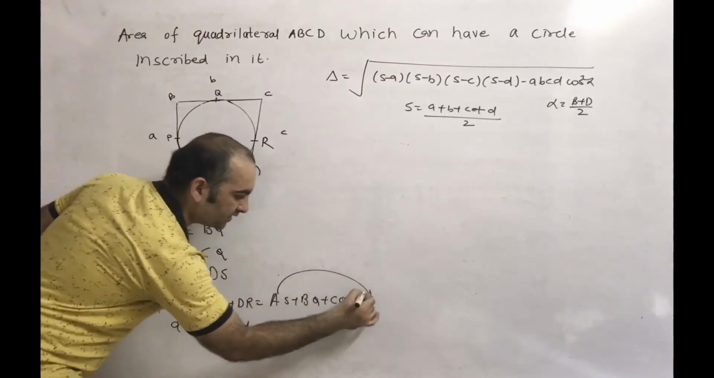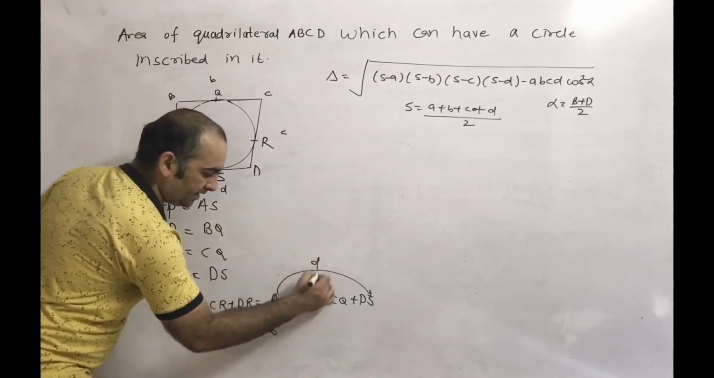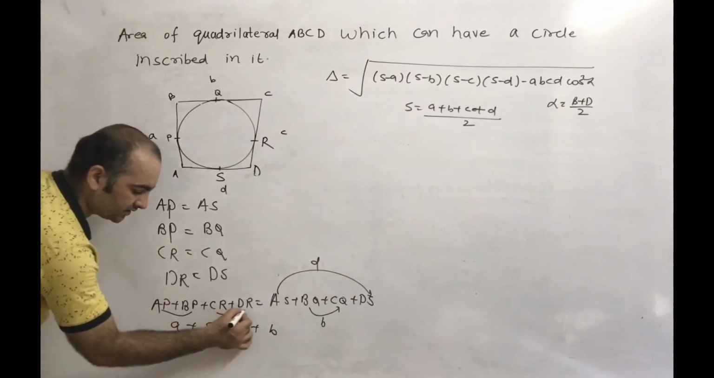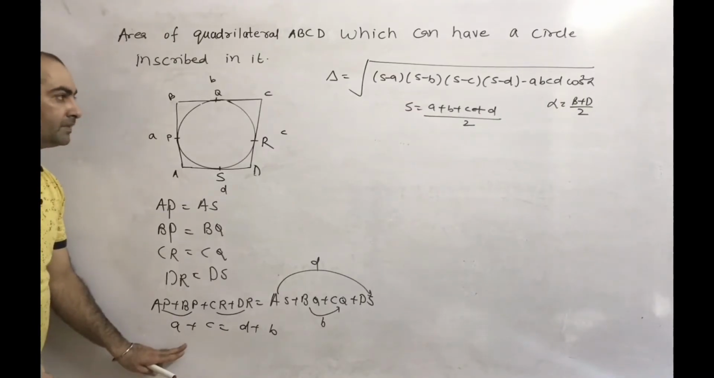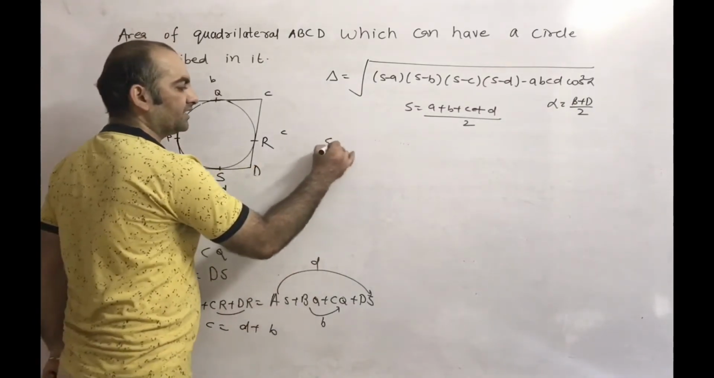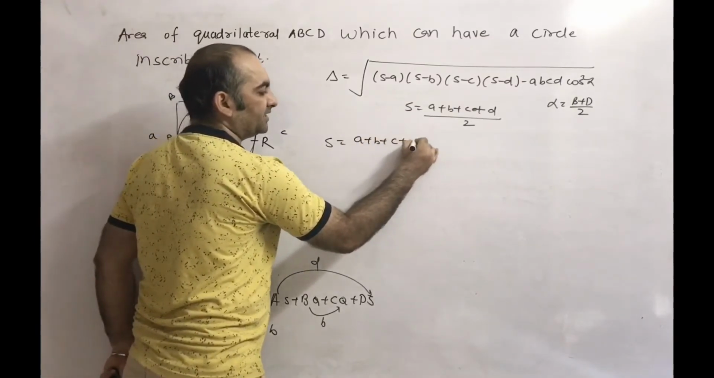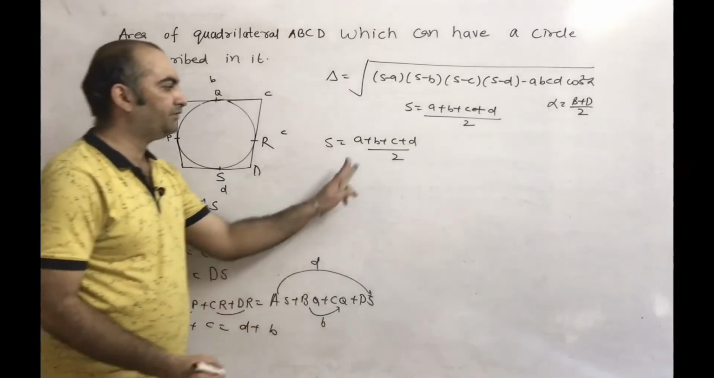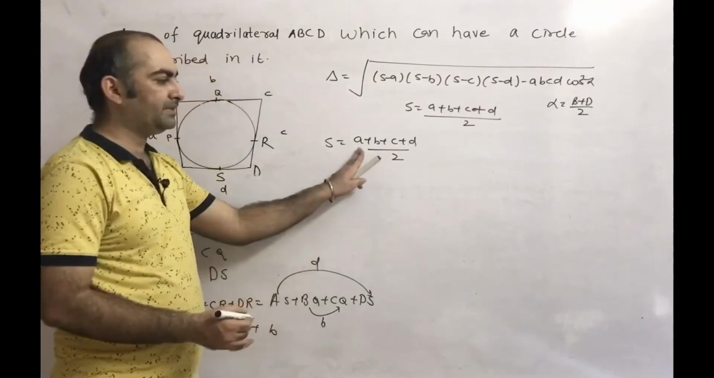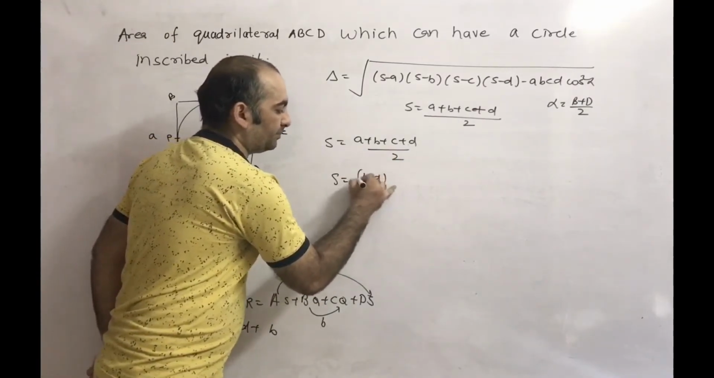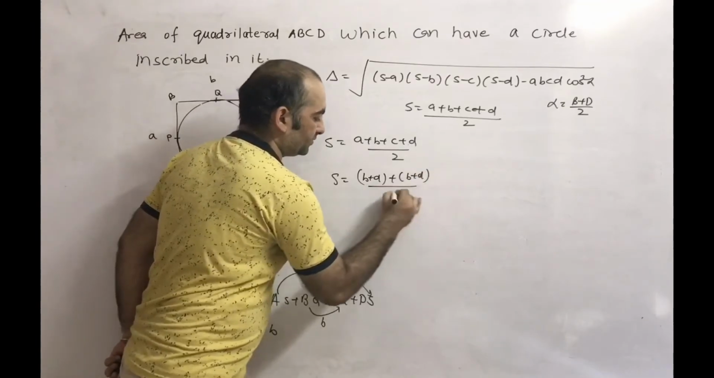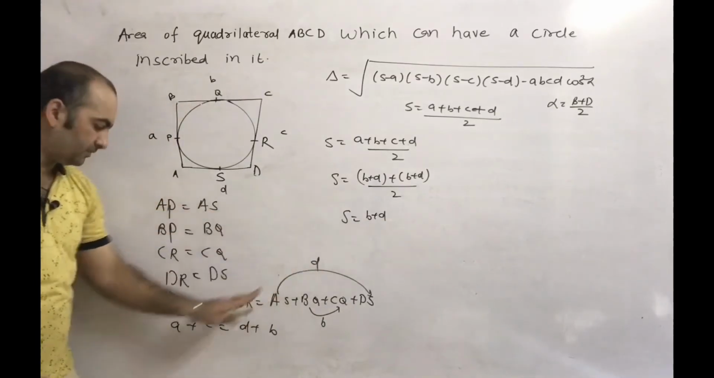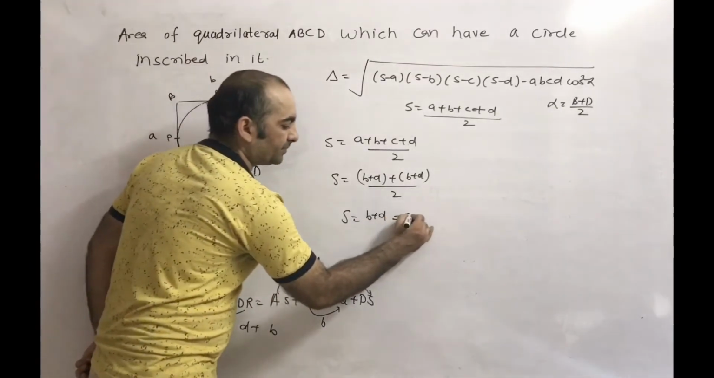Okay, so this summation is D, and this summation is B. Similarly, this summation is A, and this summation is C. And we know the S formula: S is (A plus B plus C plus D) divided by 2. So instead of A plus C, if you put B plus D, S equals (B plus D plus B plus D) divided by 2, so S equals B plus D. And we know that B plus D is nothing but A plus C.